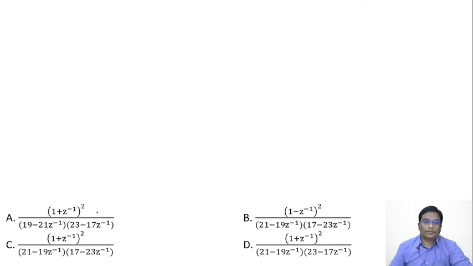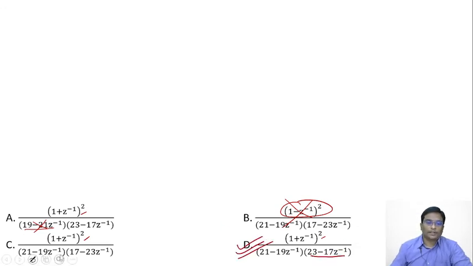For the numerator, you have (1 plus Z inverse) whole square. Denominator, you have 21 minus 19 Z inverse, either C or D. And you have 23 minus 17 Z inverse, which is the right answer. This is not this one. Right. Therefore, option D is the right answer for the given question.